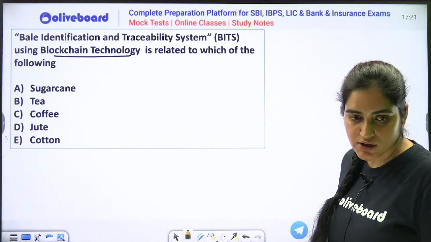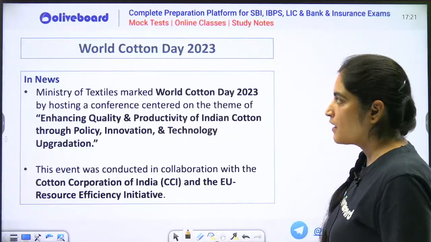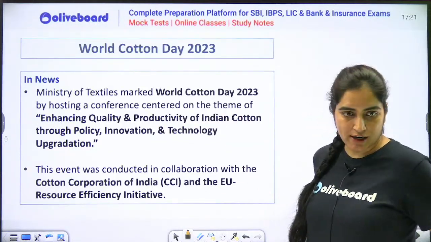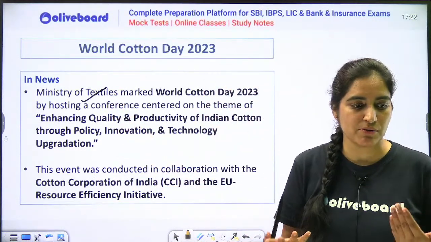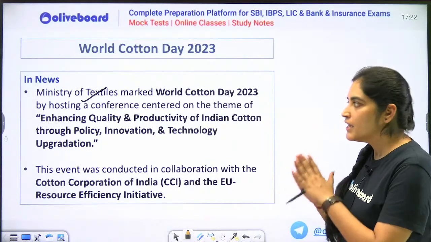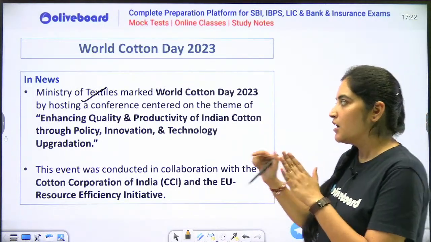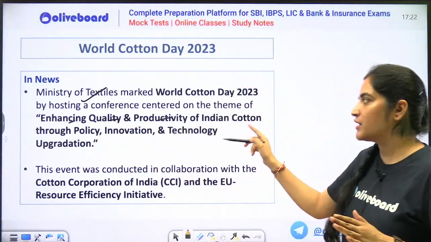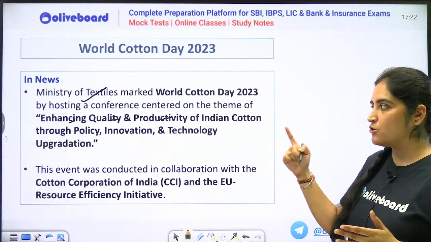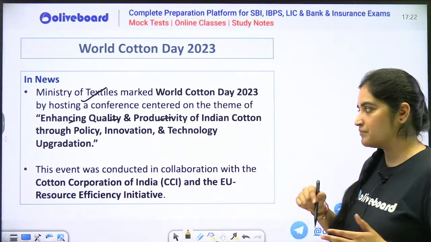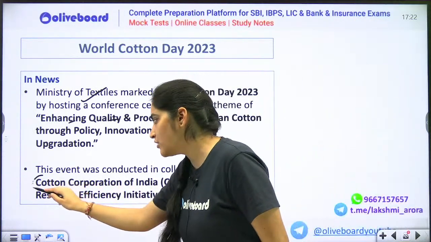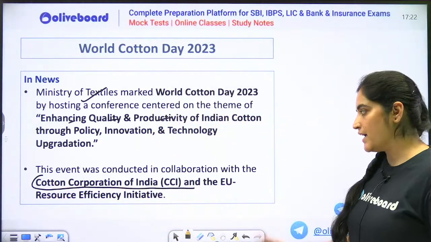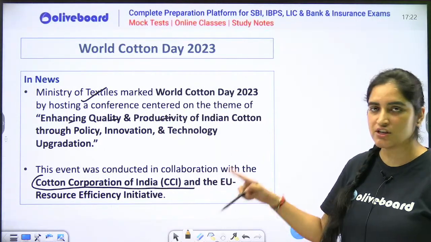Why was this in news? Because recently we have celebrated World Cotton Day. So on that day, Ministry of Textile, obviously cotton ki baat hai, so which ministry would be there? It will be your Ministry of Textile. It has hosted a conference by the name Enhancing Quality and Productivity of Indian Cotton through Policy, Innovation and Technological Upgradation. This event was conducted by your Cotton Corporation of India, CCI, and your European Resource Efficiency Initiative.